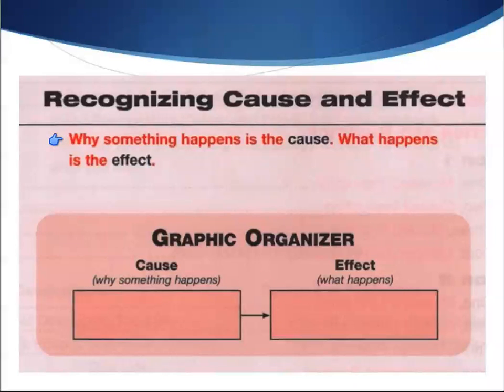So when we want to recognize cause and effect, we need to know that why something happens is the cause. What happens is the effect. So the cause always leads to the effect, or makes the effect happen. So we use this graphic organizer. The cause would go in this box, and then the arrow leads to the effect, because the cause is why it happens, or the reason, and the effect is what happens because of the cause.